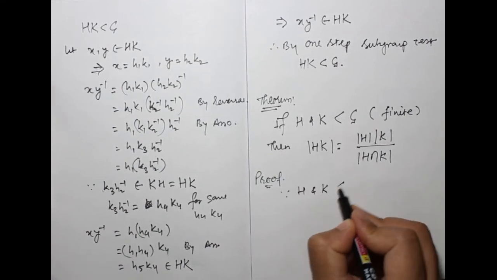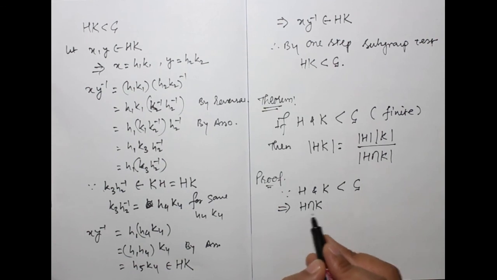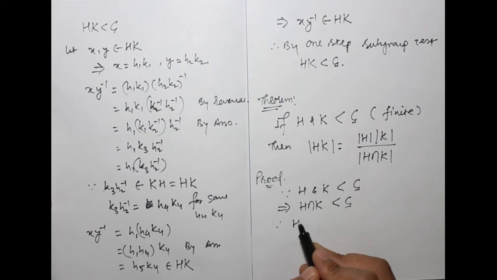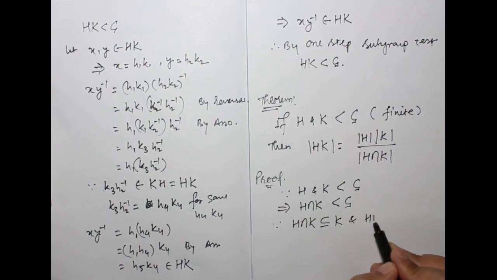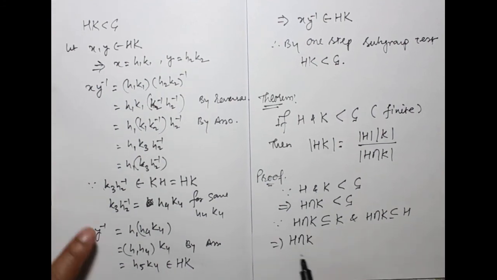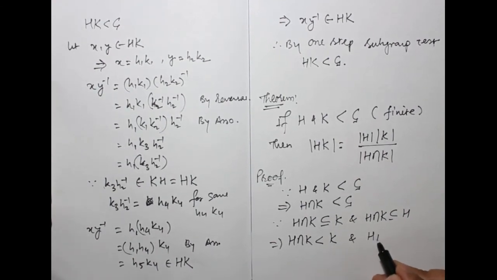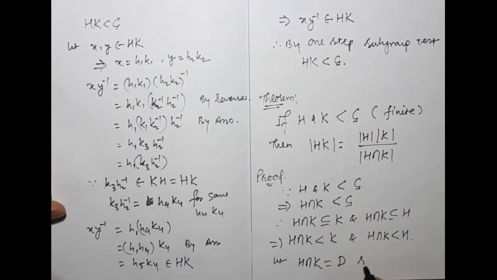Since H and K are subgroups of G, it implies H intersection K must be a subgroup of G, because H intersection K is a subset of K and H intersection K is a subset of H. It implies H intersection K is a subgroup of K and also a subgroup of H. Let H intersection K equal D.